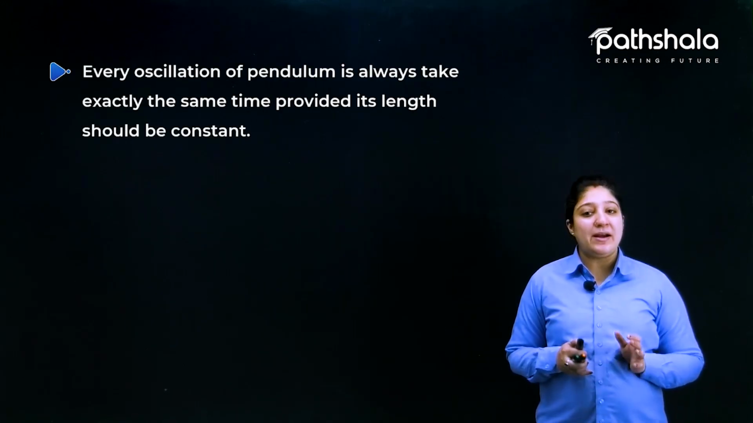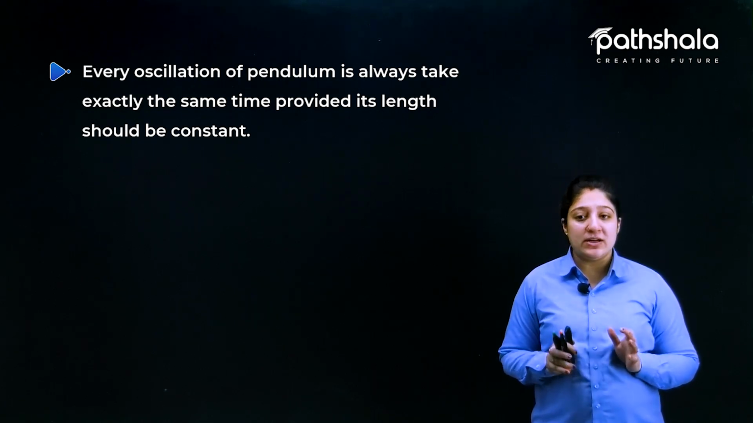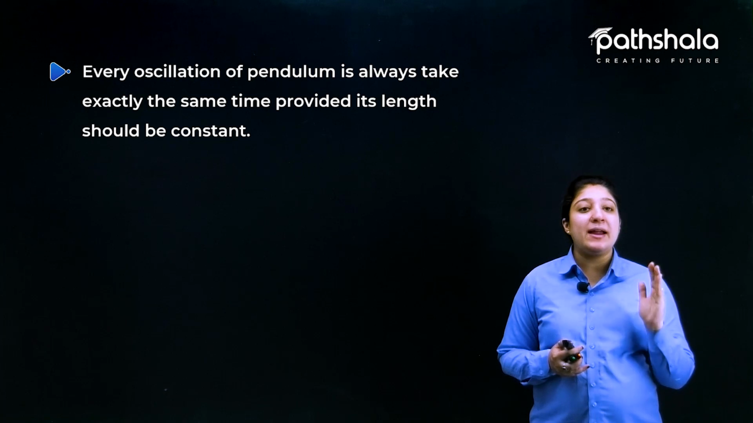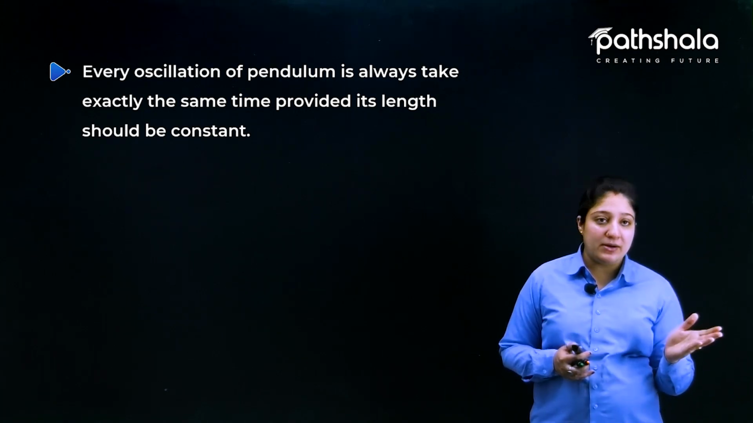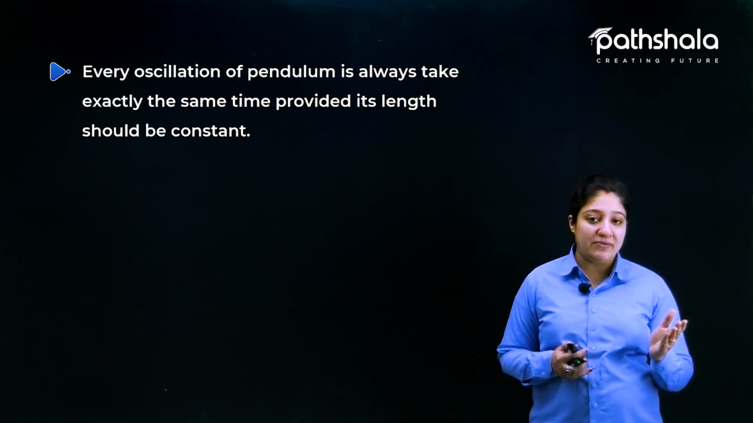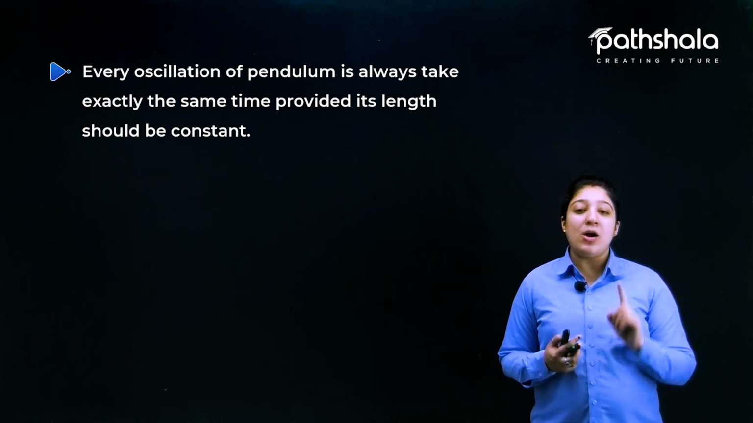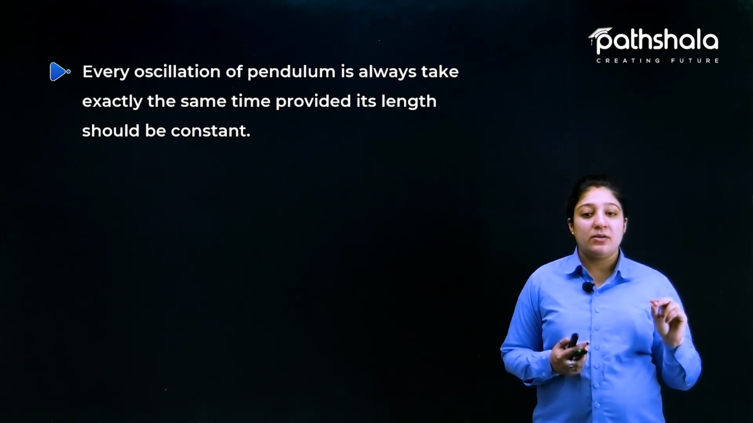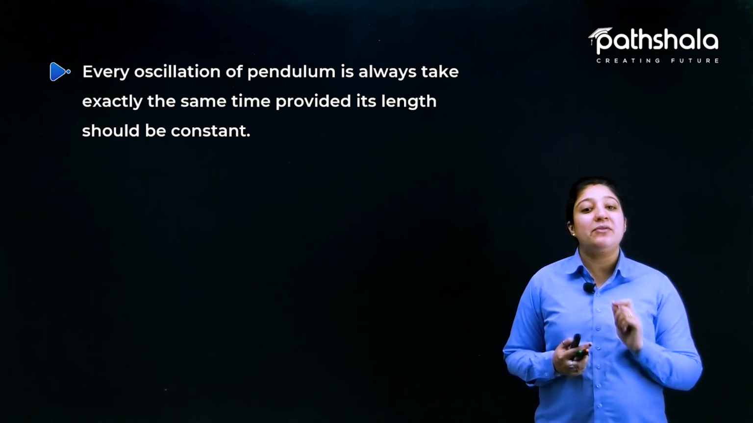Now every oscillation of a pendulum always takes exactly the same time, provided that its length is constant. What this line means is that for the oscillations completed by a pendulum, the time always remains the same. If a pendulum's thread is 3 cm in length and the time taken by it is 1 second, then for each oscillation it will take 1 second itself. That means the time will always remain the same, the time won't vary. All the pendulums have their different times.